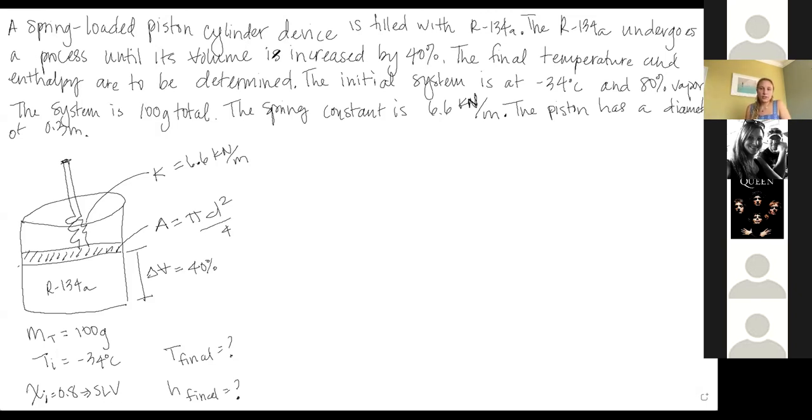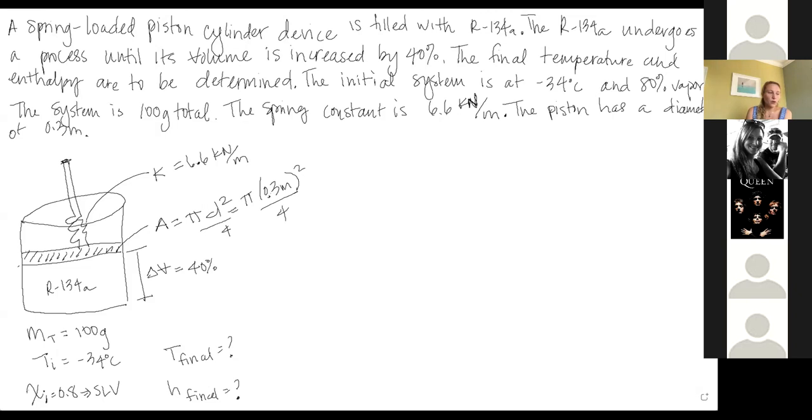All right, so the first thing that I would do is say, well, I know that I'm a saturated liquid vapor. We know this diameter is 0.3 meters. One of the things we're looking for is temperature, and one is enthalpy. We don't know anything about pressure, but we are given an initial temperature.